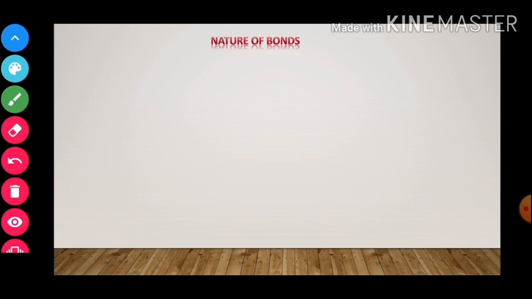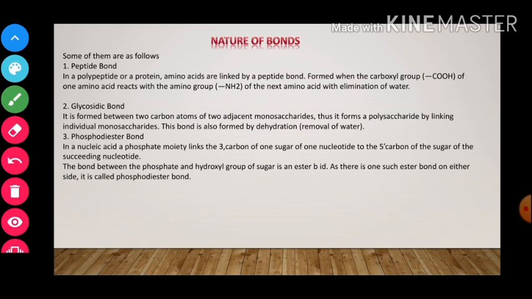Where bond formation happens, there is the loss of water moiety. Children, we studied polymers, like we have studied about proteins, sugars, nucleic acid, right? So first of all, let us discuss about the different categories of bonds, right? So first of all, we will discuss about the proteins. What kind of bonds are formed in the protein? So these are the different types of bonds, like peptide bonds, which form the proteins, glycosidic bonds, which form sugar, and phosphodiester bond, which form nucleic acid.